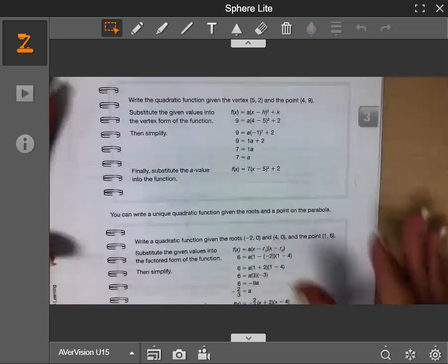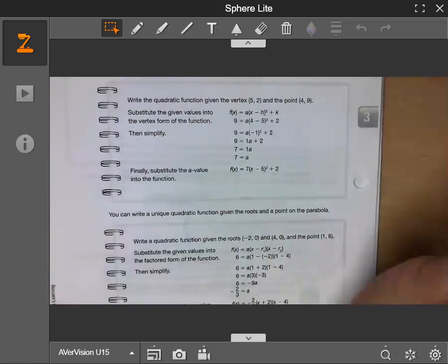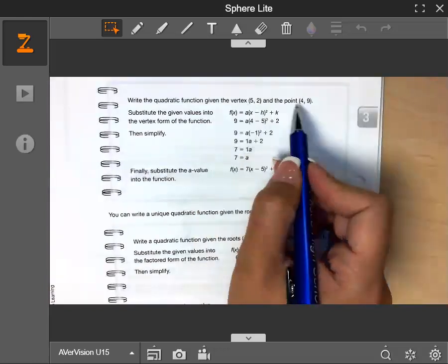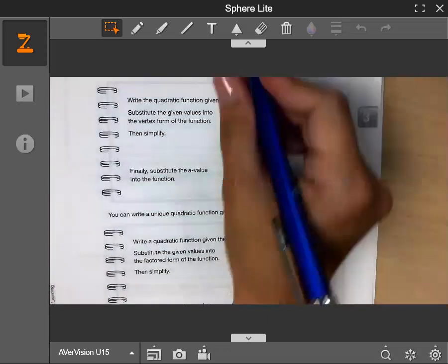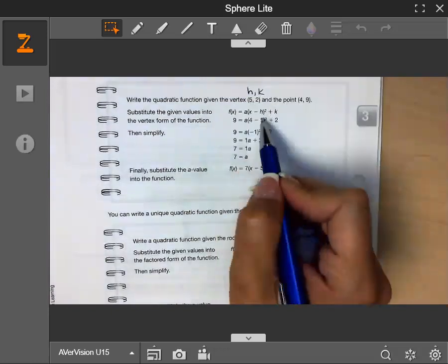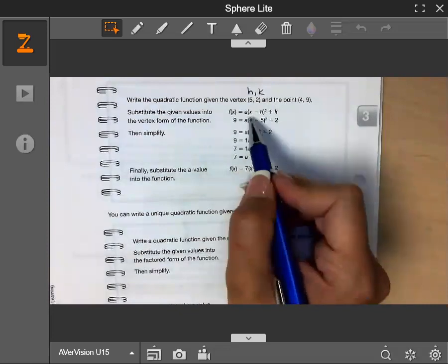Here is a brief set of notes that we'll talk quickly through. To get those three unknowns, if you have a vertex and a point, you are able to write that equation because the vertex is h, k. So 5 would go in the place of the h and 2 would go in the place of the k here. The last thing we would need is that a value, the third unknown.